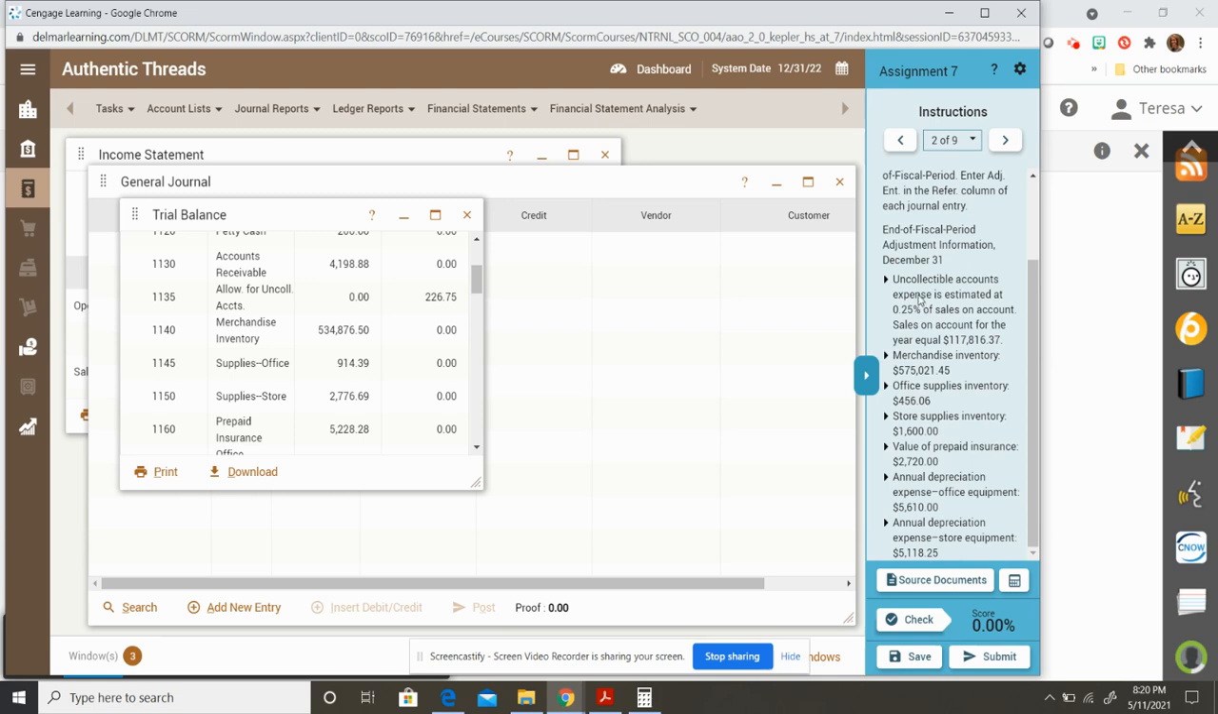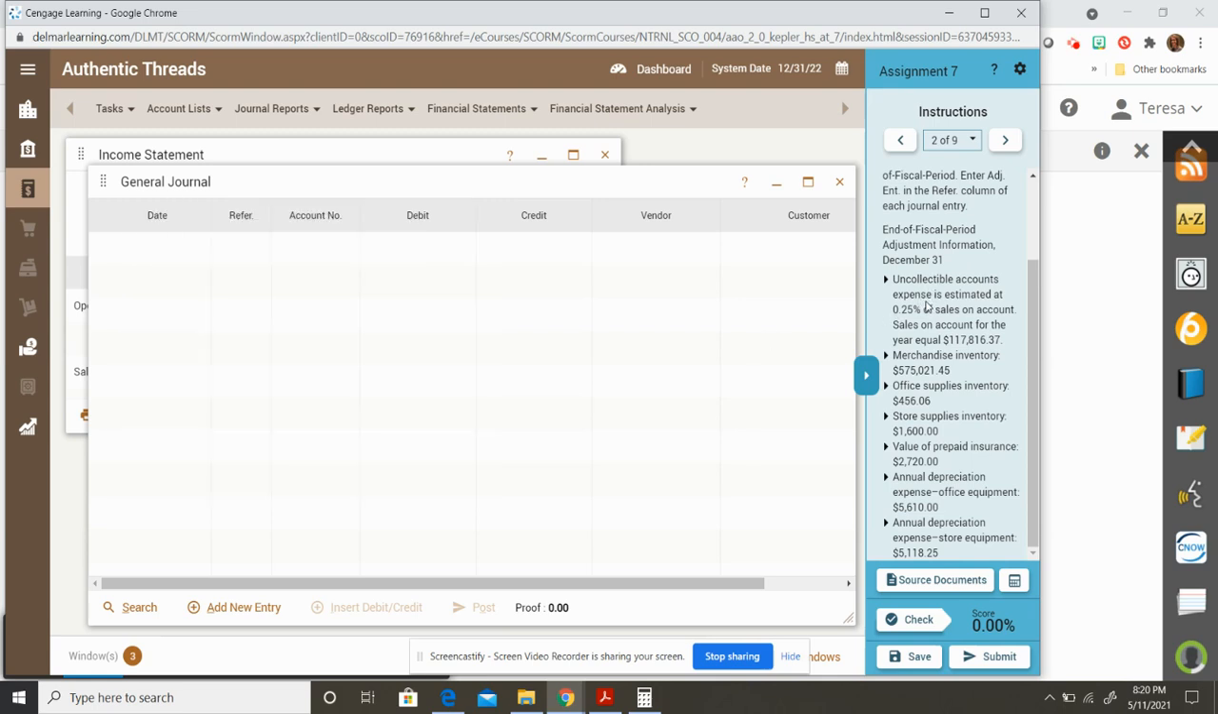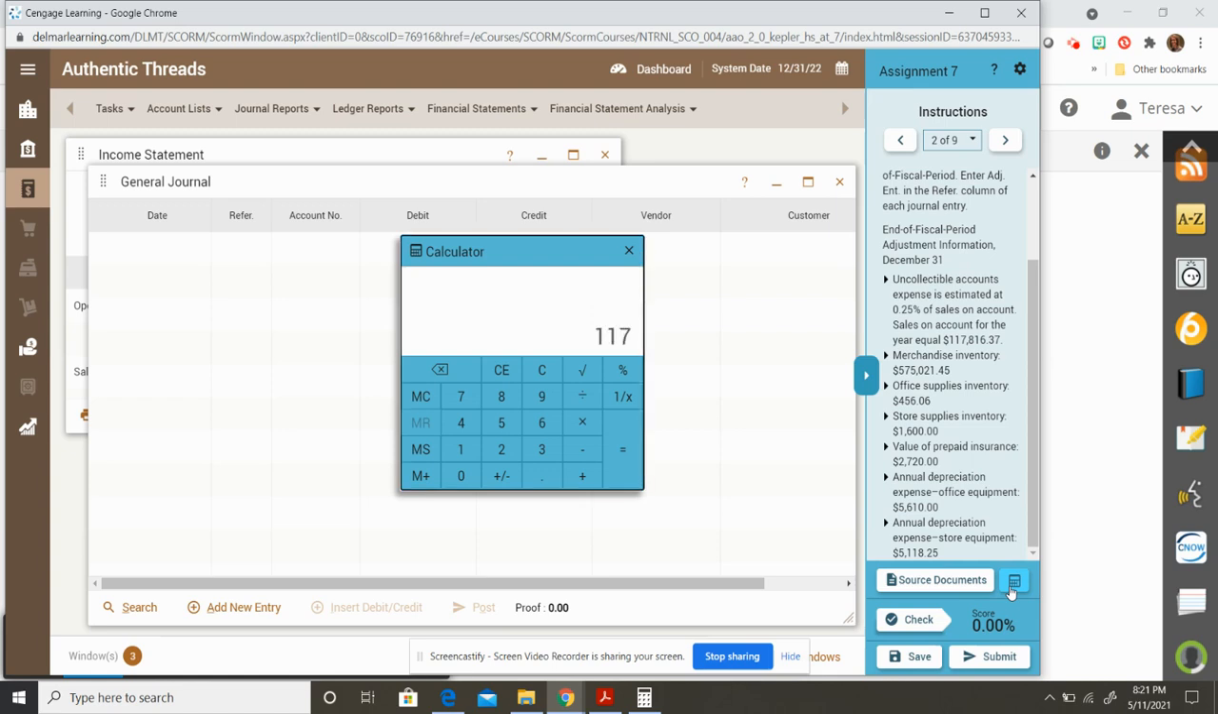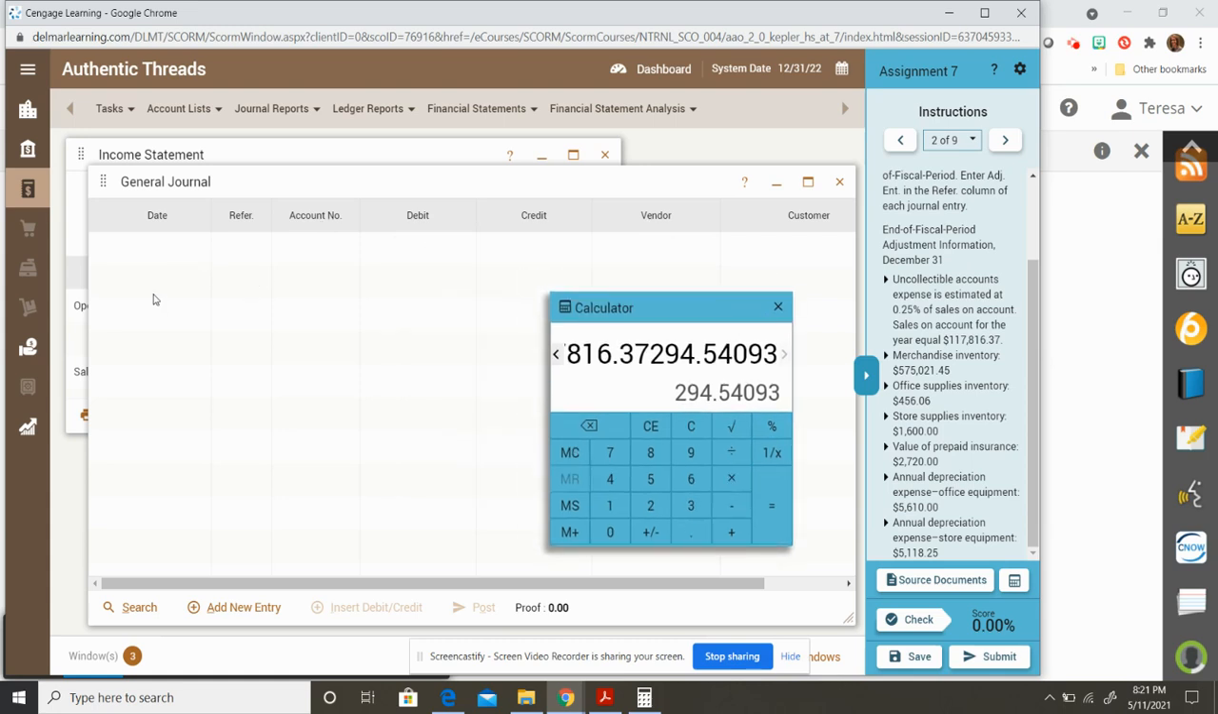So in the first one, uncollectible accounts expense is estimated at 2.5% of the sales on account of $117,816.37. So you're going to take that number and multiply by 2.5%, and that gives you $294.54. So we're going to go ahead and journalize that here by adding a new entry.